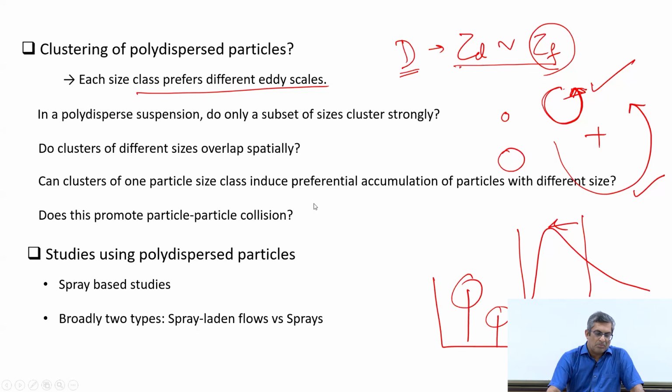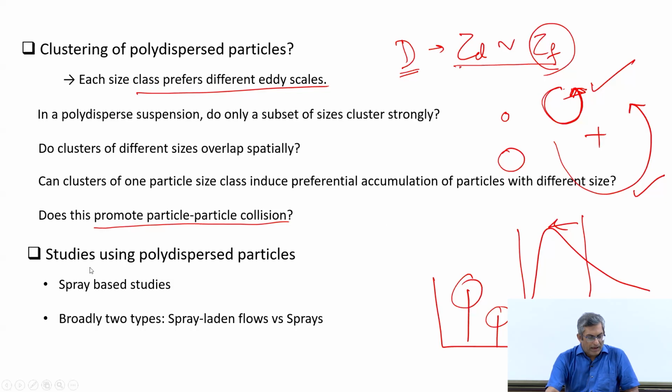And then other questions also come up. Does this promote particle-particle collision? That is, if we have preferential accumulation, especially for particles of different size, simultaneously, can it promote collision? Now, why should it promote collision? Because we can expect clustering for some particles while the other particles won't show that effect. This means that we will have higher relative velocity between particles. So, particle to particle relative velocity is expected to be higher. So, that may promote collision.